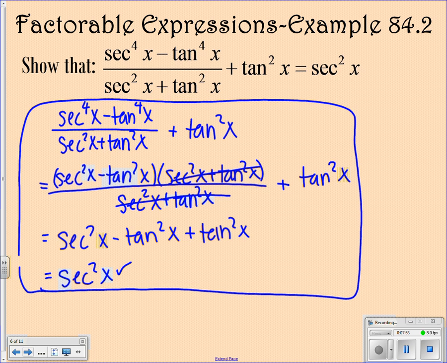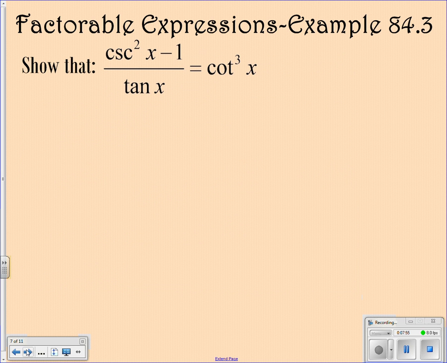Let's look at one more. We want to work with the left side. So we have cosecant squared x minus 1 over tangent of x. Now factoring isn't going to help you on this one. What we're going to want to use instead is our Pythagorean identities. And so hopefully you'll remember those.